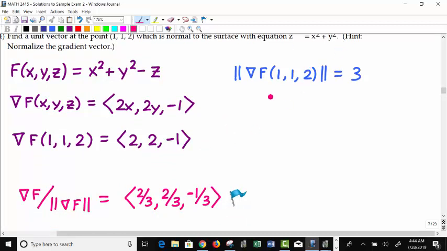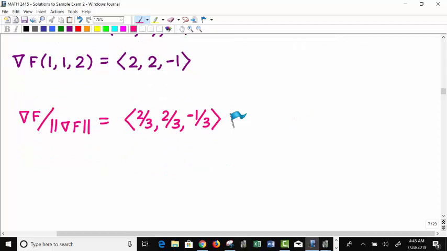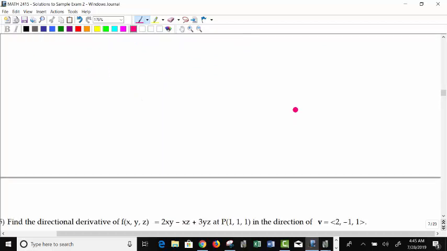The magnitude of that gradient, I didn't write it out, but it's easy. You're evaluating 2, 2, negative 1, so 2 squared is 4, 2 squared is 4, negative 1 squared is 1. 4 plus 4 plus 1 is 9, and the square root of 9 is 3. I'm sure you're pretty good at calculating magnitudes by now. So it's 3, and we take the components of this answer and divide everything by 3 to make a unit vector. So it'd be 2/3, 2/3, negative 1/3. All right, that's all there is to that one.